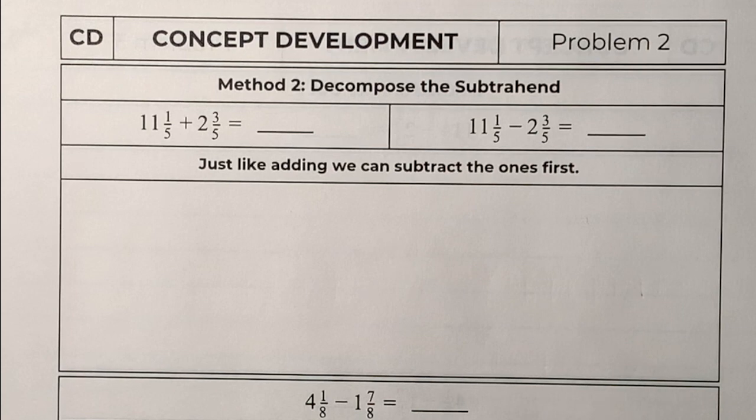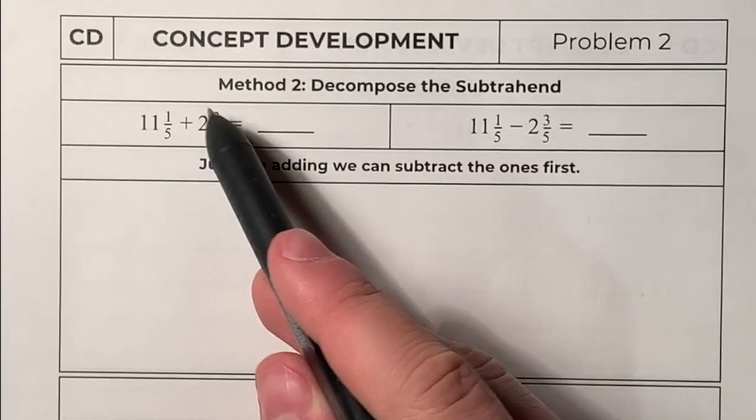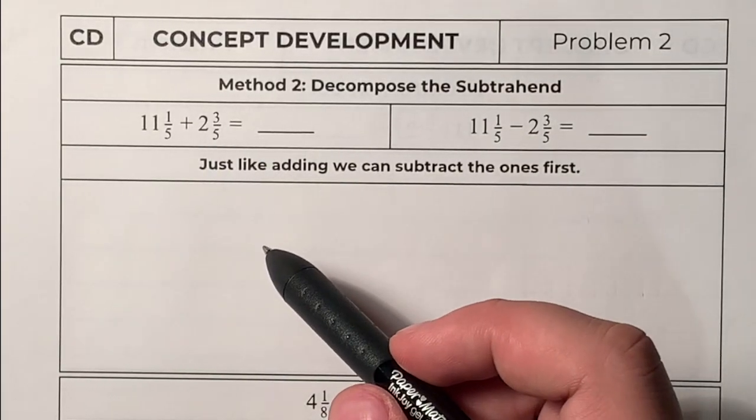Now we're going to do problem number 2, where we look at the second way of solving mixed number subtraction problems, which is decomposing the subtrahend. Before we start that, though, I have a question for you. When we added mixed numbers, what was the first thing that we did?